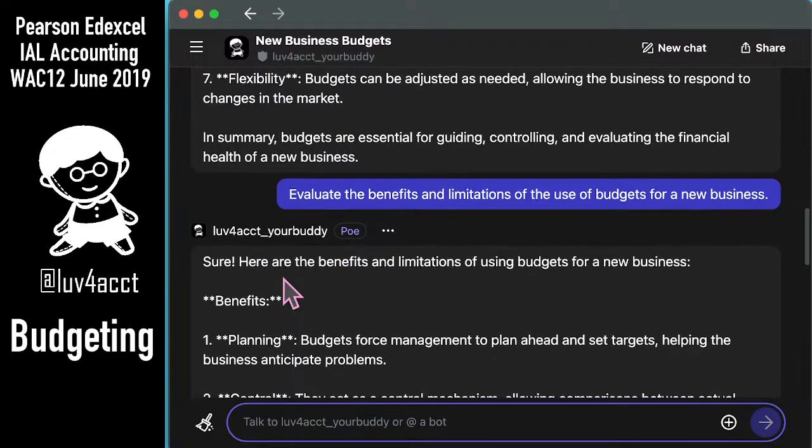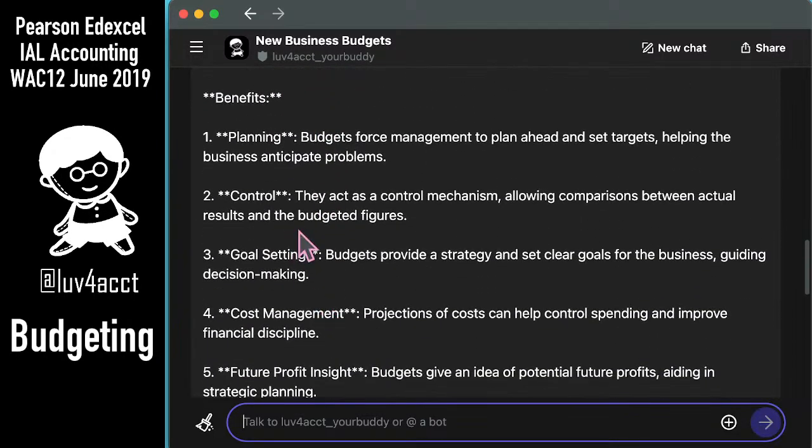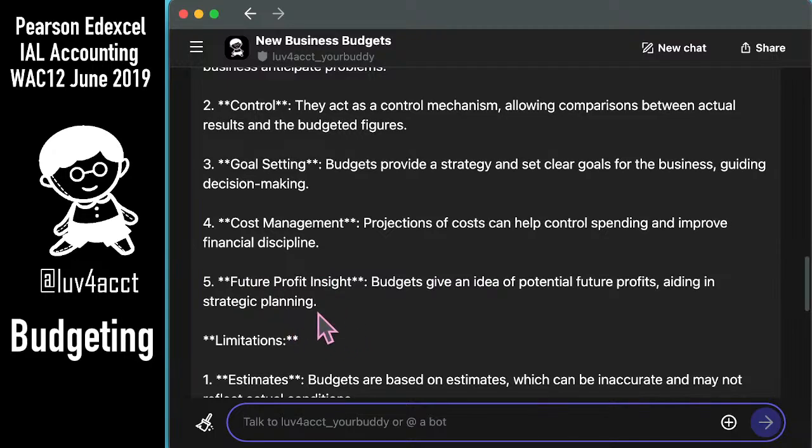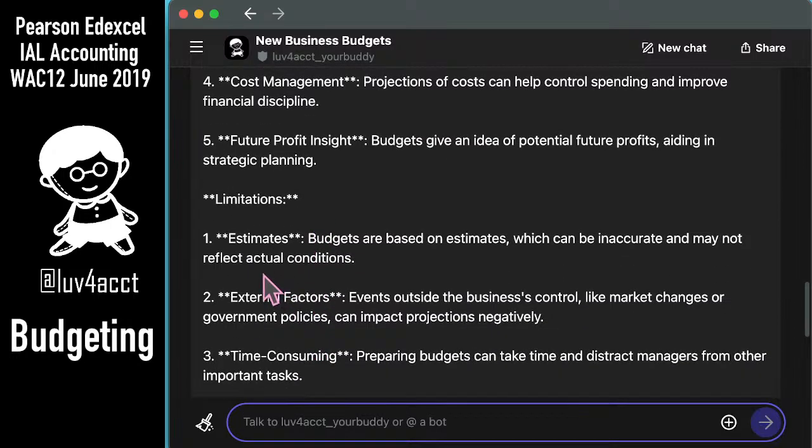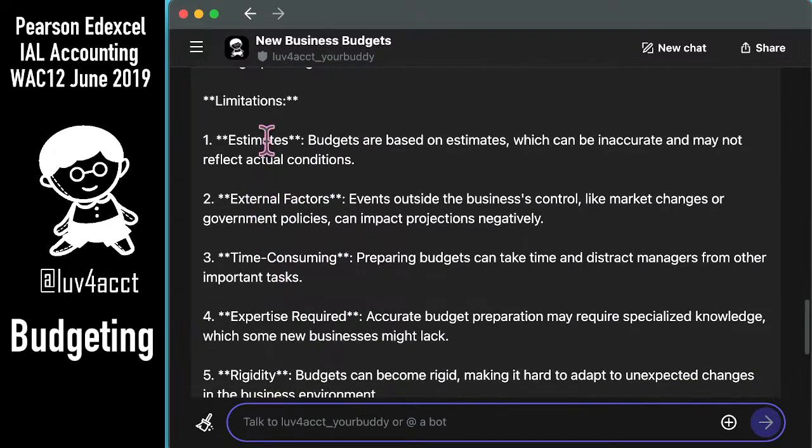Planning, control, these are general points, just like what I said, it helps you do this. Goal setting, cost management, future profit insights. You can add more points, for example, better control of cash. And then for limitations, it is just an estimate. It ignores all external factors. Time consuming. You have to spend time and money and ask your accountant to help you prepare this budget.